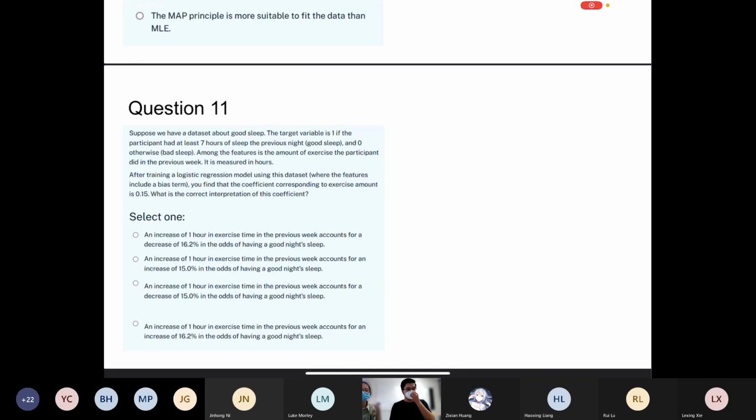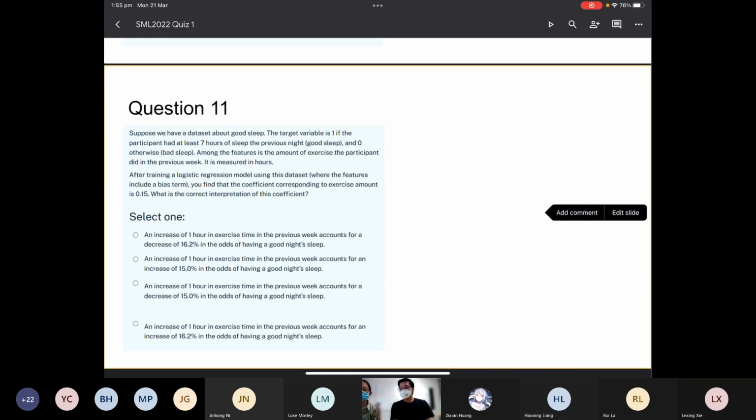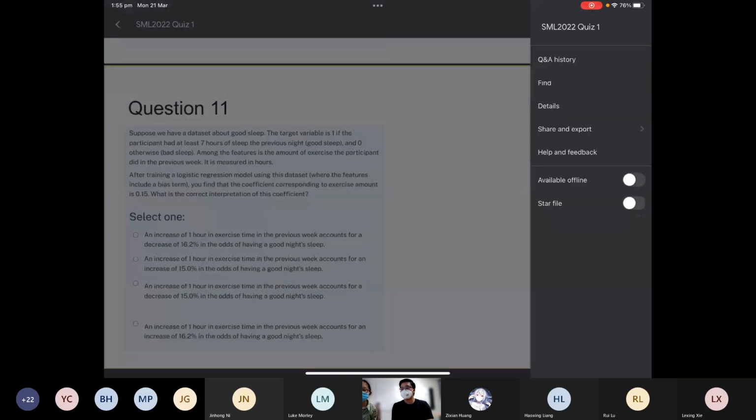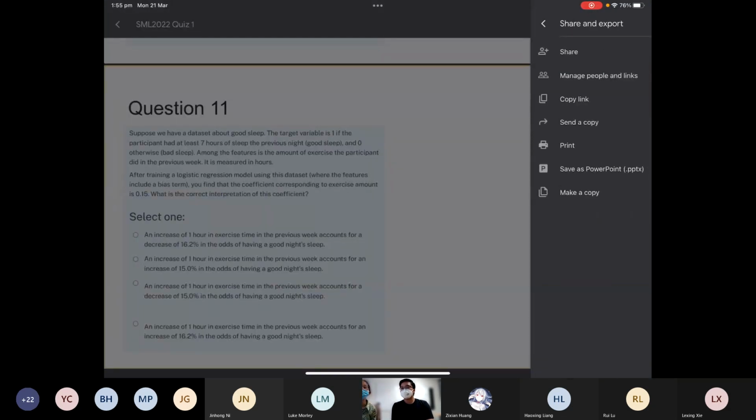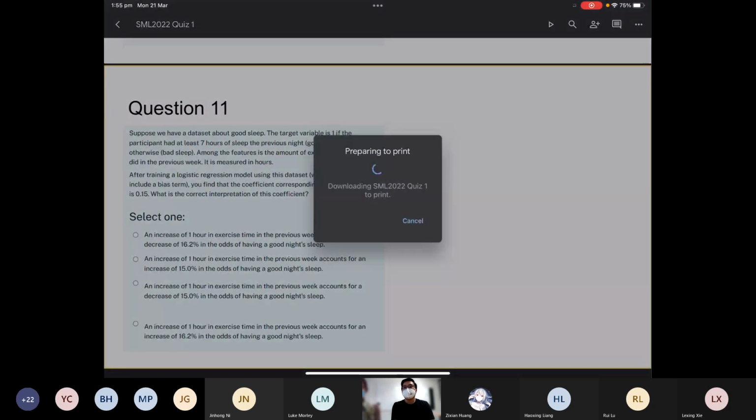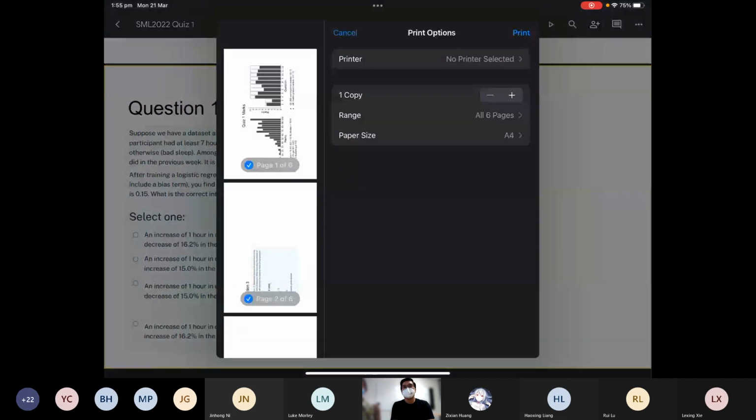Okay, let's answer the question. I'm going to see if I can export this, but answer Fei Yang's question of whether it is the case that curve A has higher variance, or is it the case that model A has higher variance?